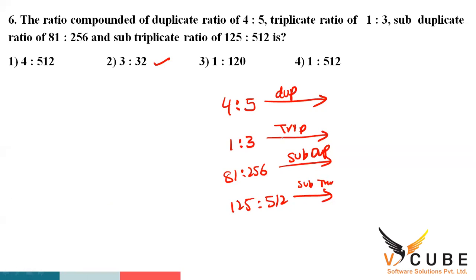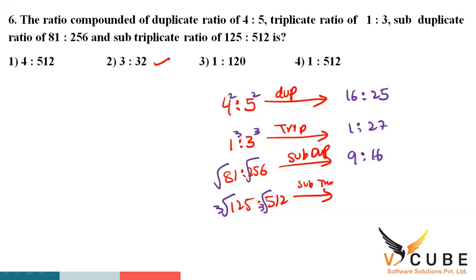Okay, right. 4:5, the duplicate ratio. What is the formula, guys? Duplicate ratio? A square. Yes, A square is to B square. Same like this. So 4 square is how much? 16. 5 square is how much? 25. So triplicate ratio 1:27 because 1 cube is to B cube. Next, subduplicate ratio and root of 81, root of 256. Root of 81 is how much? 9:16. Very good, Andy. Subtriplicate ratio, cube root of 125 is to cube root of 512 and 5:8.